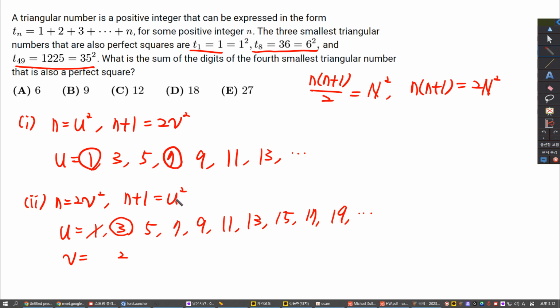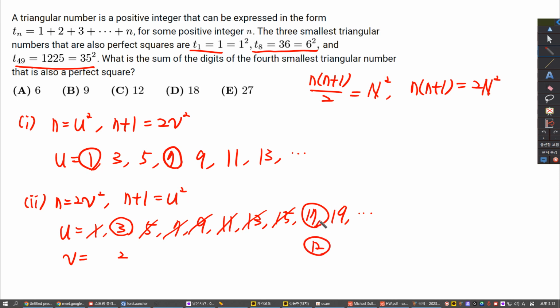And when u is 5, 24, it's not working. When u is 7, 48, 24 is not working. 80, 40 is not working. 60 is not working. 168 divided by 2 is 84, not working. 224, 112 is not working. 289. Okay, how about when u is 17, what's the value of v? 12. Yeah, 12. So now that's working.